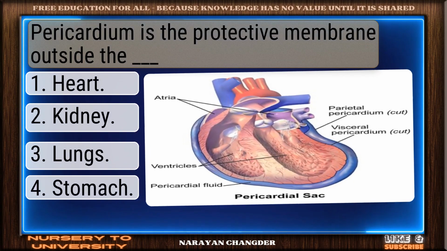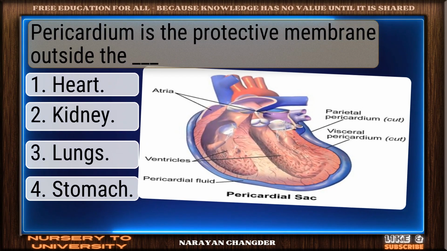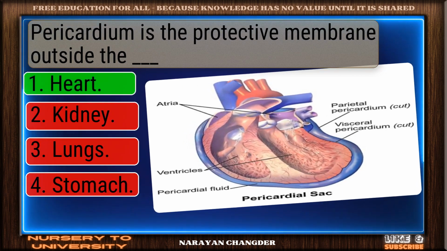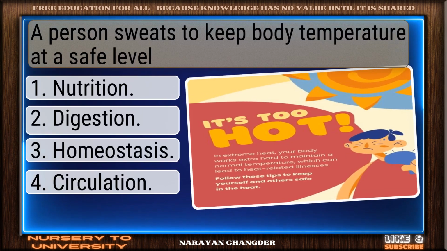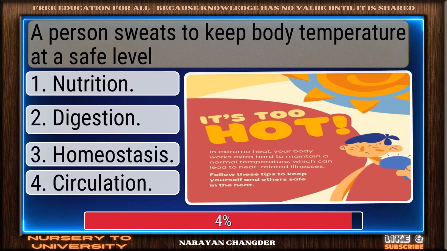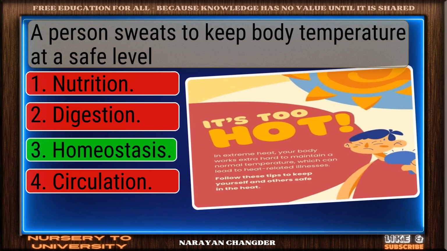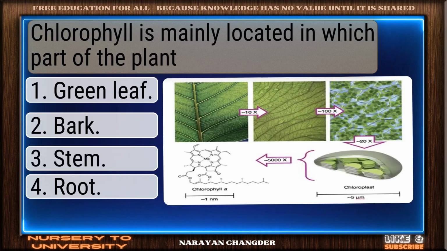Pericardium is the protective membrane outside the dash. Well done. Heart is right. A person sweats to keep body temperature at a safe level. Nice selection. Homeostasis is correct.